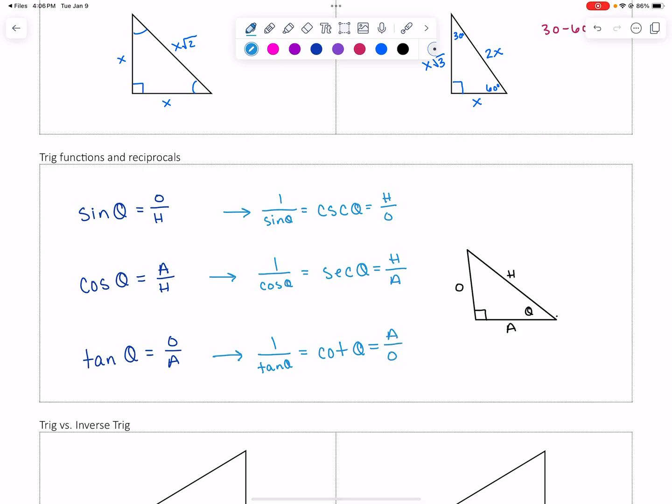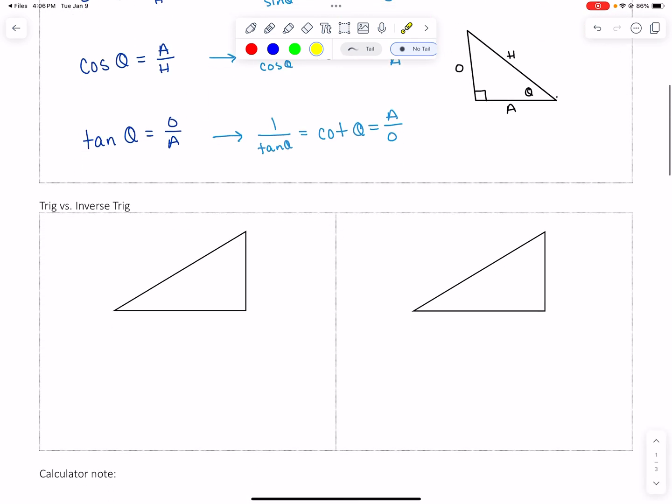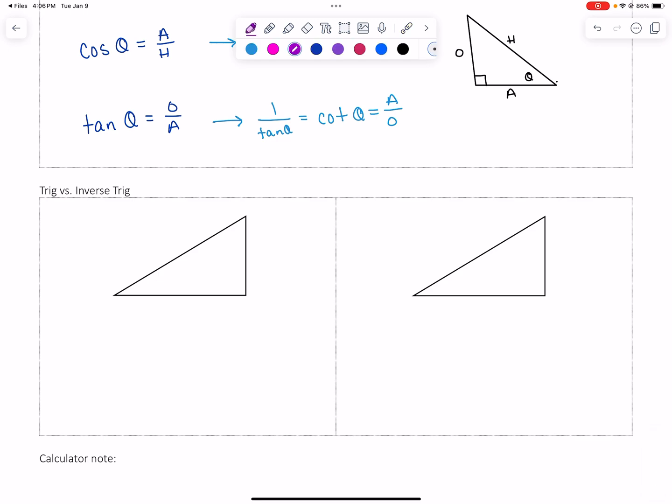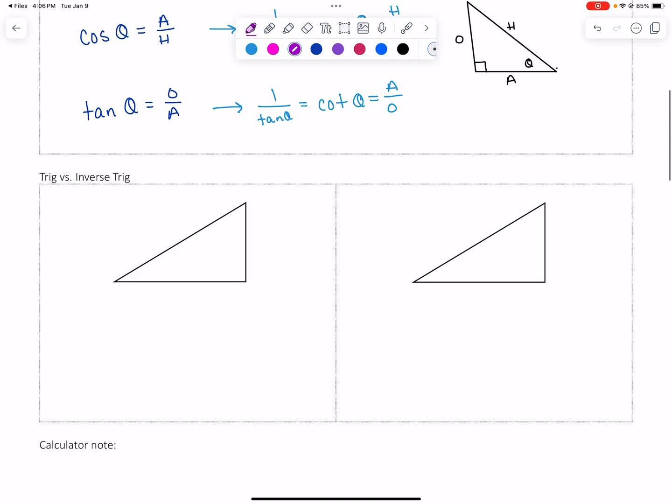So once again, if you need to go back and look at where these come from, find a video on it, that's totally fine. But you need to memorize and know these relationships. You need to know that the sine of theta is the opposite over hypotenuse, and so on. And the reason you need to know that is when we jump into these trig or inverse trig problems, this is what we mean by solving.